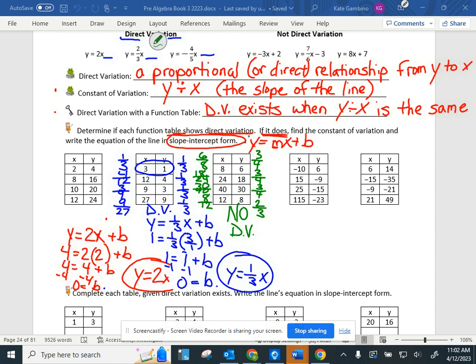Only do the y-intercept if it is a direct variation. If it's not a direct variation, you do not have to do anything more. You just write no direct variation. Does that make sense? Okay. Do we have any questions?